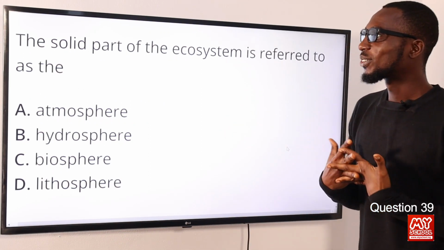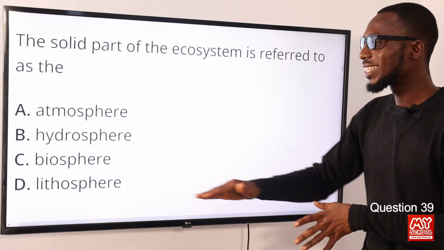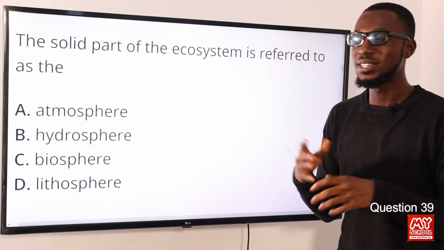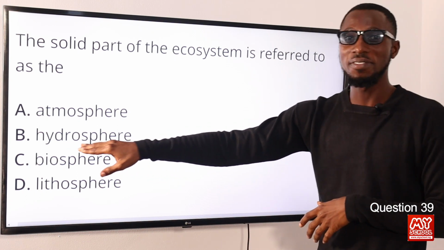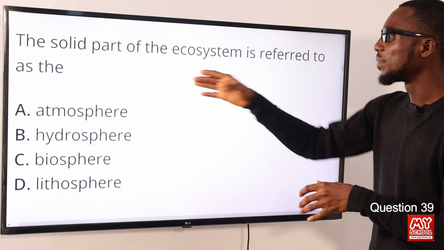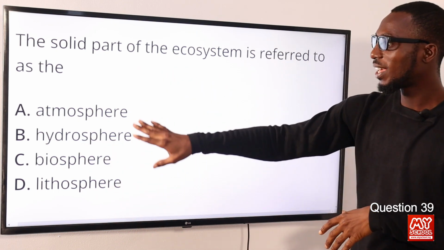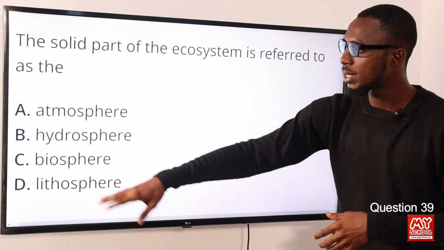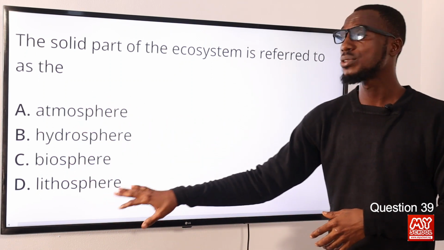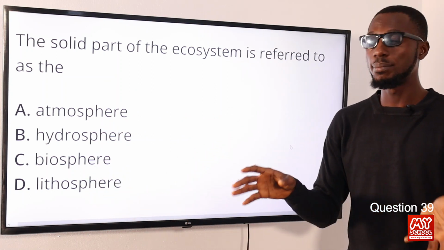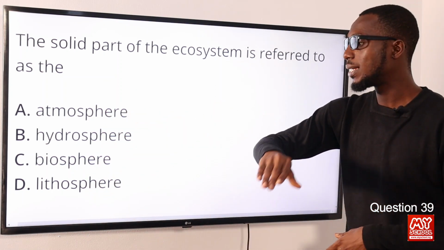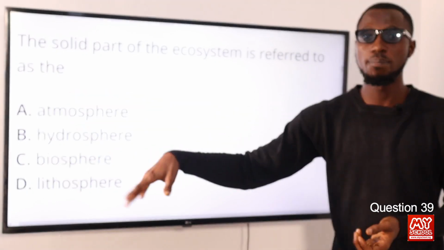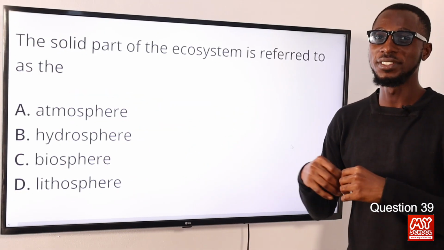Number 39. The solid part of the ecosystem is referred to as the lithosphere. The part referring to the water is the hydrosphere. The layer of air enveloping the earth is the atmosphere. Then the biosphere is any part of the earth or the ecosystem where life can be found. So it can be in the atmosphere, in the hydrosphere, and in the lithosphere. So lithosphere, solid part; hydrosphere, liquid part; atmosphere, the air part; and biosphere, the life part, all put together. So option D is the correct option.